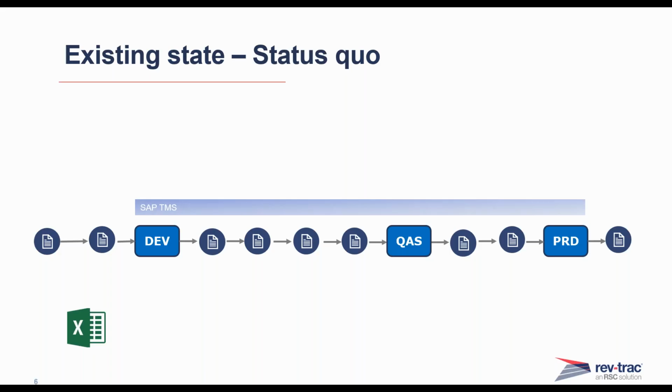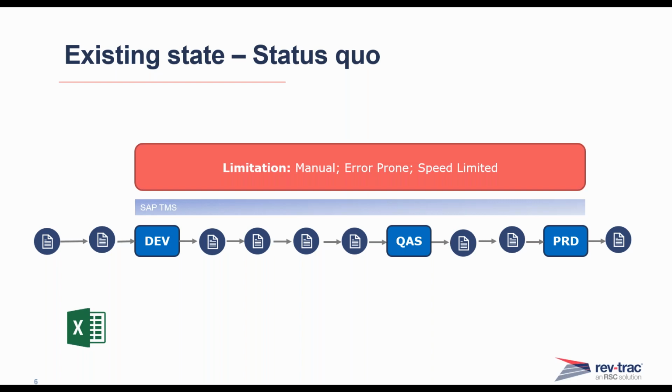So this is the existing state, the status quo. We have a change coming into the IT team at the left-hand side here, and then it gets managed through the system through a range of paperwork, spreadsheets, Word documents, emails, and the transports are migrated using standard SAP TMS. That's the process that's been managed for a very long time and hasn't really changed at all. The problem is, this is limiting. It is manual, it's error prone, and it is speed limiting.